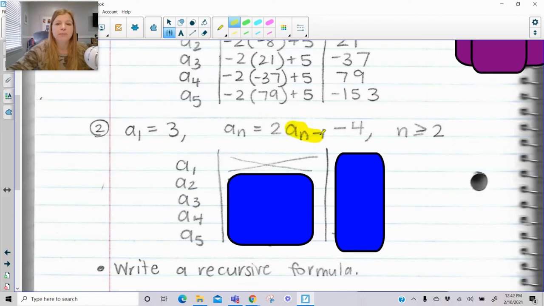So here's my a sub n minus 1. So if you want to pause right now, it says a sub 1 is 3. And then a sub n is 2 times a sub n minus 1 minus 4. So I would pause now and then press play when you're ready.